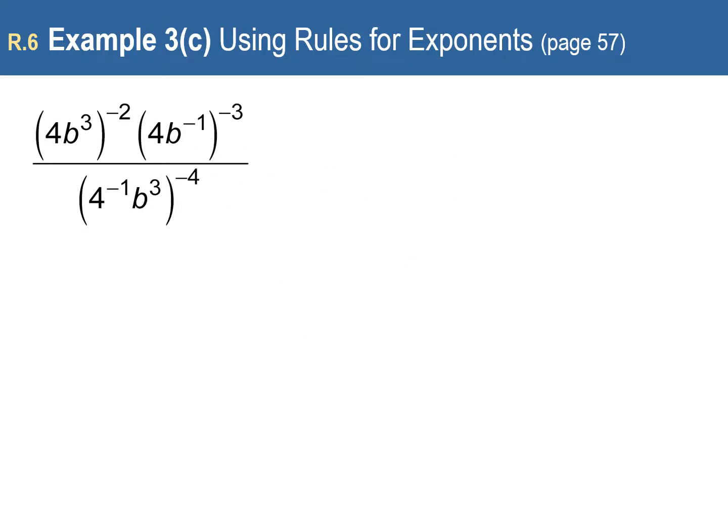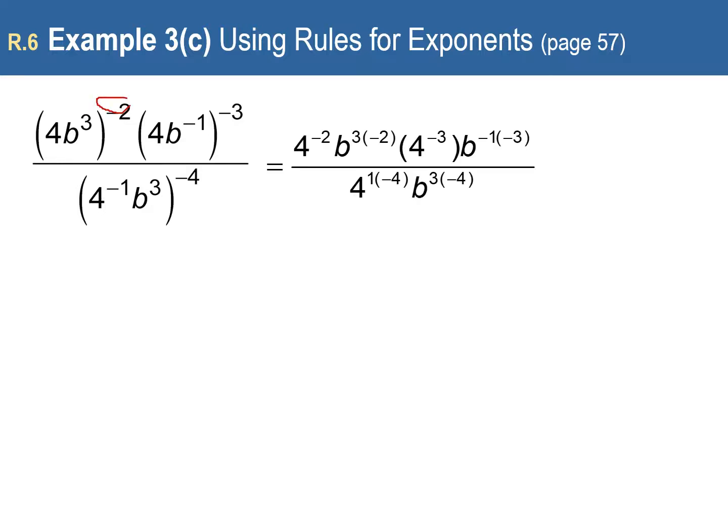Now this one's got enough like terms it's going to be a little confusing, but let's take our exponents and distribute them down. So we have 4 to the negative 2, b to the negative 6, 4 to the negative 3, b to the positive 3, 4 to the, that's 4 to the negative 1 times 4 to the negative 4, and b to the 3 times negative 4. So this becomes, collecting my 4's from my numerator together, this is 4 to the negative 2 times 4 to the negative 3, b to the negative 6 times b to the positive 3, and this is 4 to the 4th and b to the negative 12.